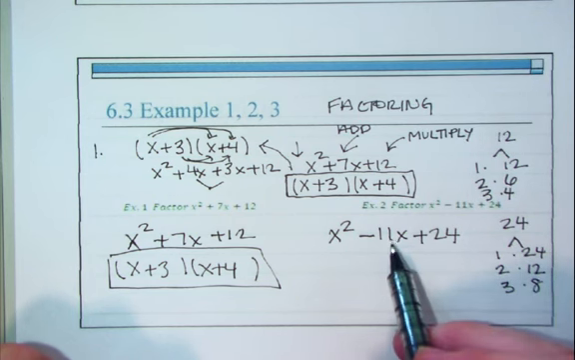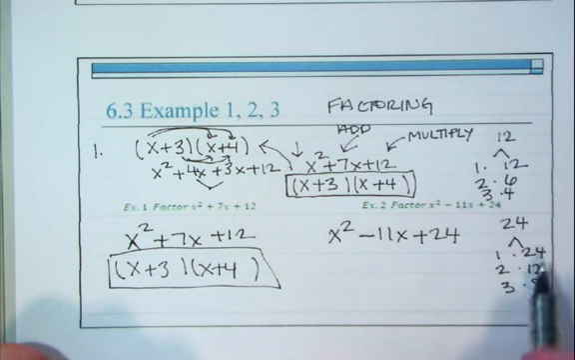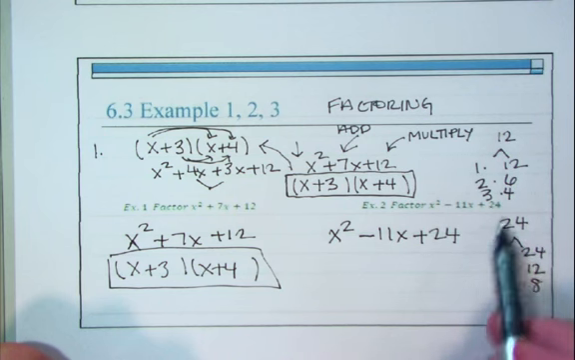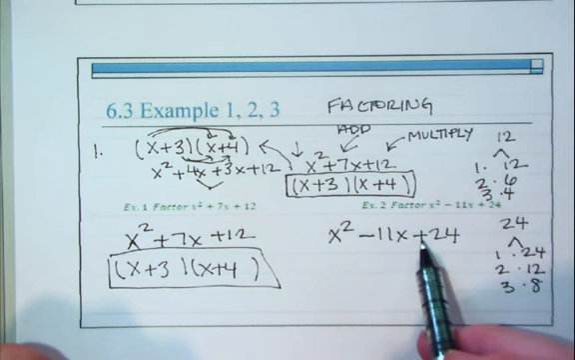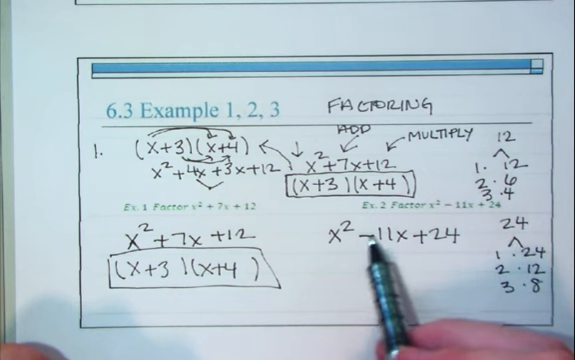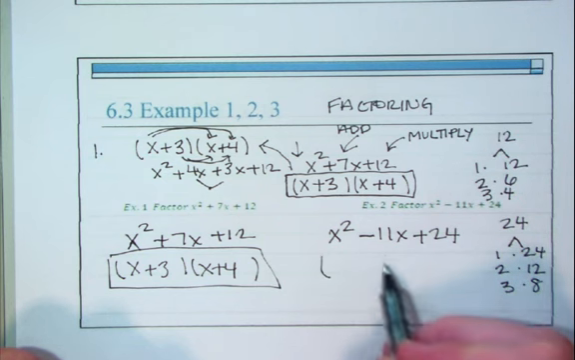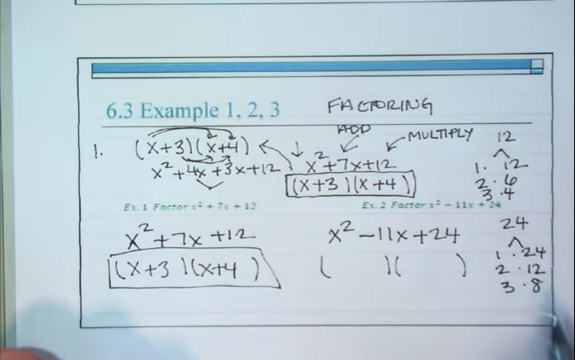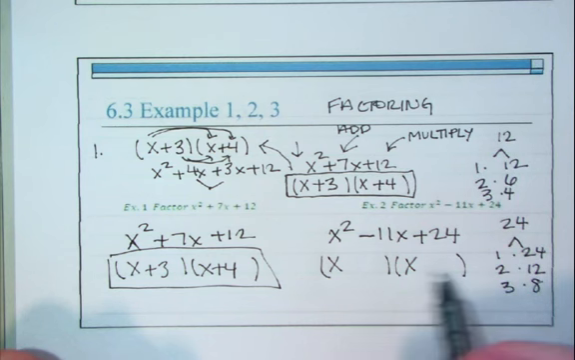Now, if it were to be an 11, which ones would have to be negative? In this case, the only way to get a positive 24, if that's a plus, then the signs have to be the same. This tells you what the signs are going to have to be. So let me make my parentheses. I could have done that first. Go ahead and put down the x. That's an automatic thing. Now we just have to come up with these other two numbers.